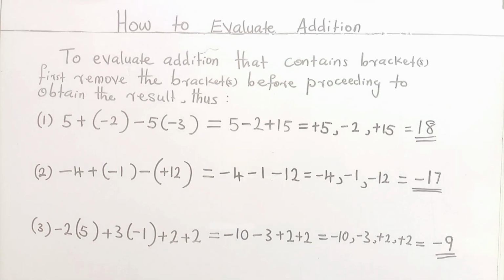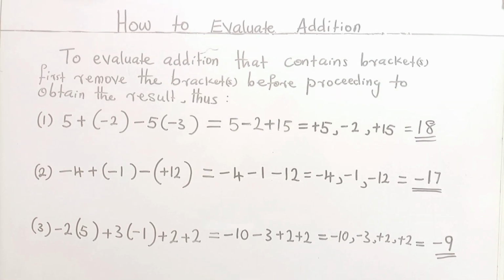What about the next one? 3 bracket minus 1 simply means positive of owing 1 into 3 times. Owing 1 into 3 is owing 3. So positive of owing 3 should be owing 3. This is why we have this minus 3 here. I hope you're following. They are the only two brackets we have.